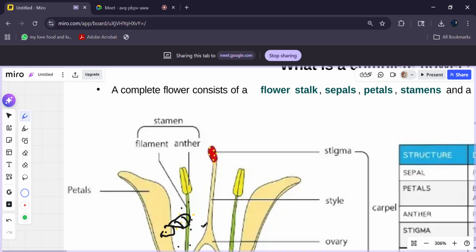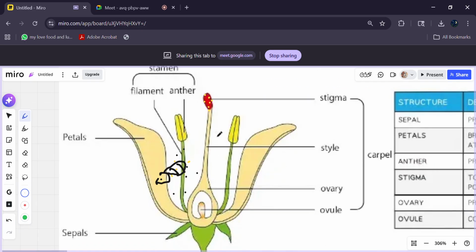The style. The style is a stalk that connects the stigma with the ovary, and it holds the stigma in a suitable position that traps pollen grains. So as insects fly by, the style holds the stigma in such a position that it can collect all the pollen grains that are stuck on the insect.